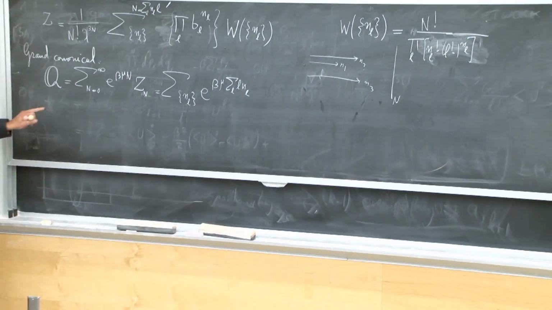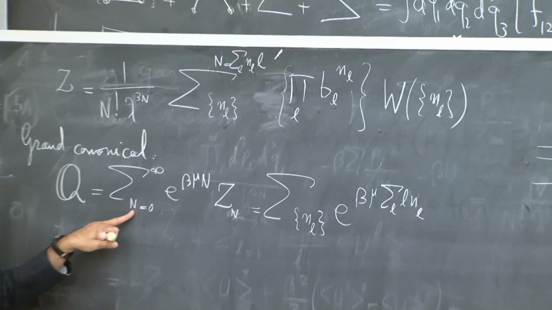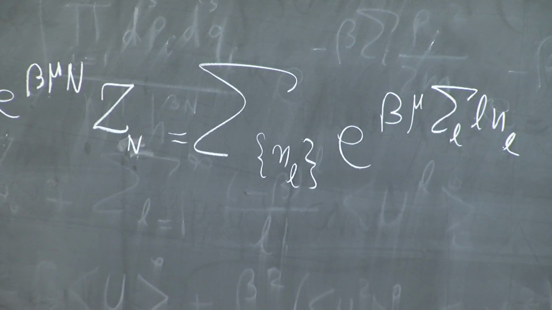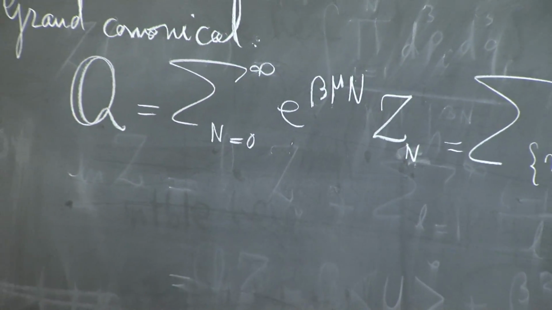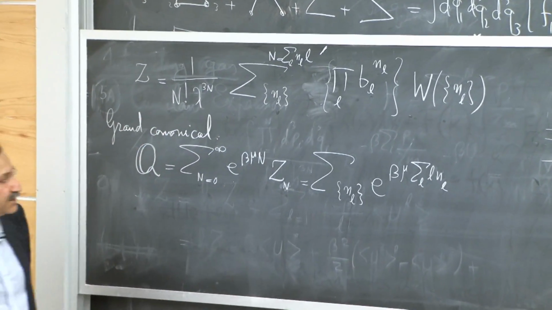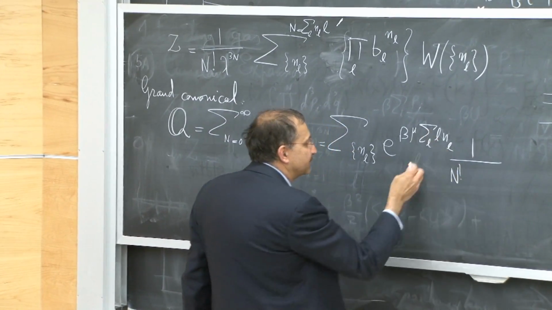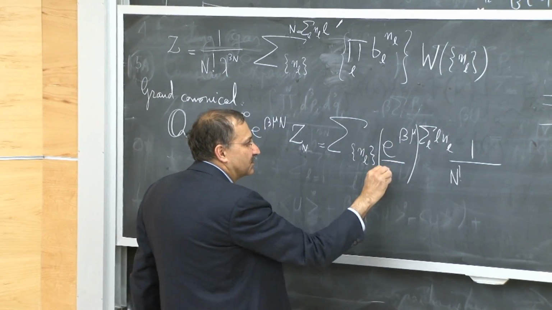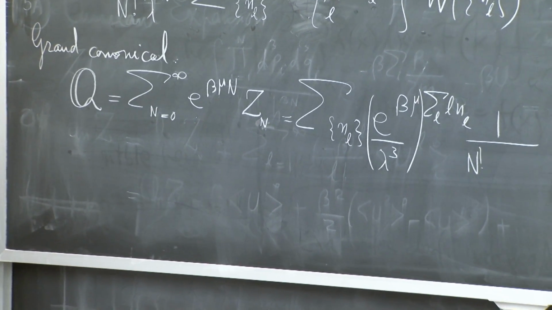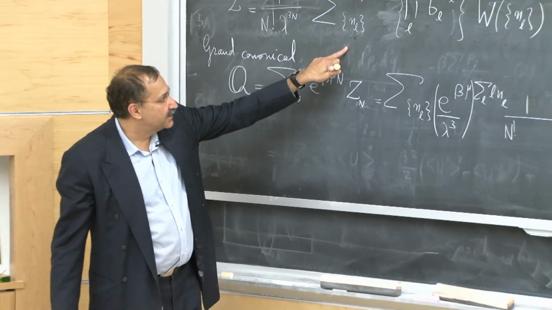Okay? So that's just the first term. I have rewritten this constrained sum over the total number as independent sums over the nL's, got rid of the constraint. Now I write the partition function. I have 1 over n factorial. I have lambda cubed raised to this power. So actually, let me put this in this fashion: e to the beta mu over lambda cubed that is raised to that power. Okay, so that's that part. The sum I have gotten rid of.